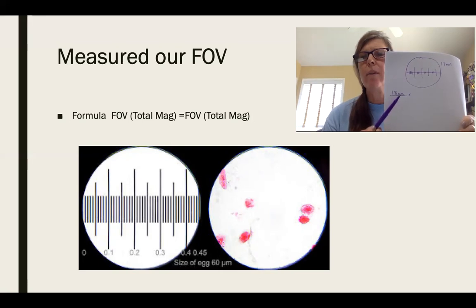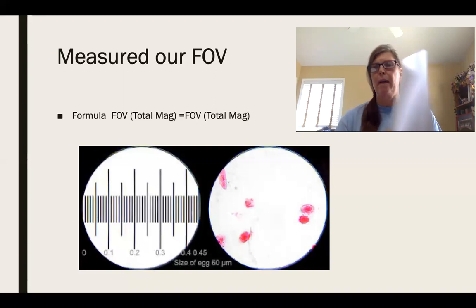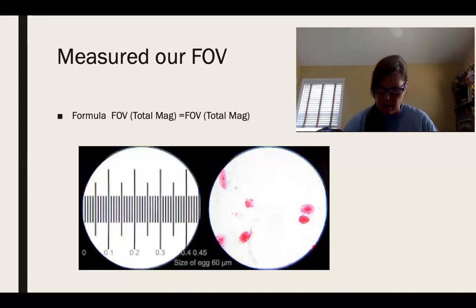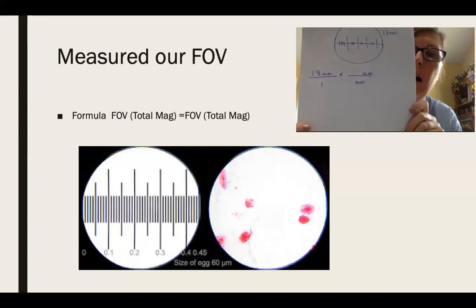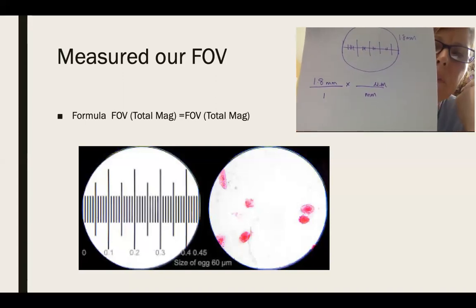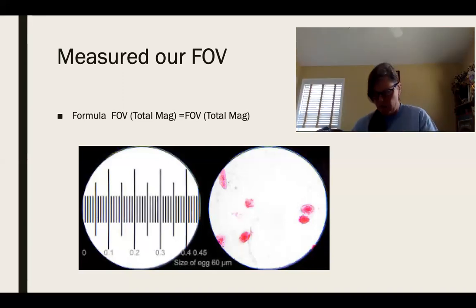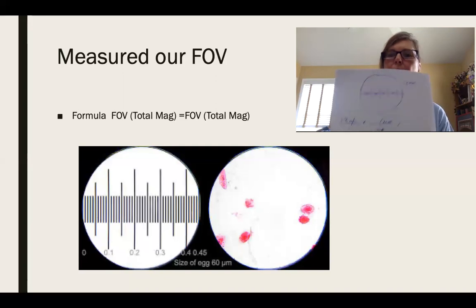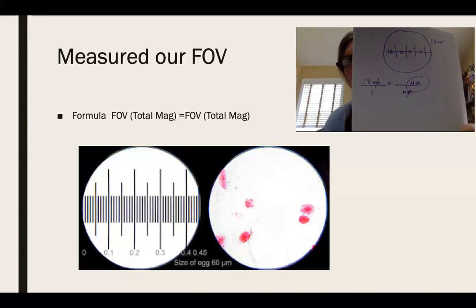So in order to get rid of my millimeters, I need millimeters on the bottom, and I want my answer in micrometers. So I'm going to set my equivalency up like this. We use a micrometer, okay? Notice my millimeters will cancel out, and that leaves me with the unit I want. The problem I have is I am not multiplying this by 1 right now.